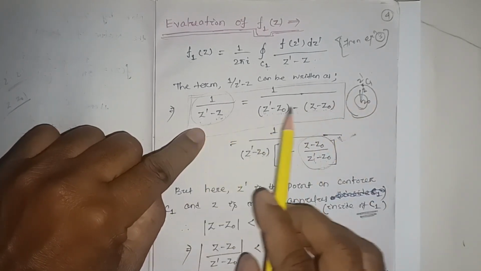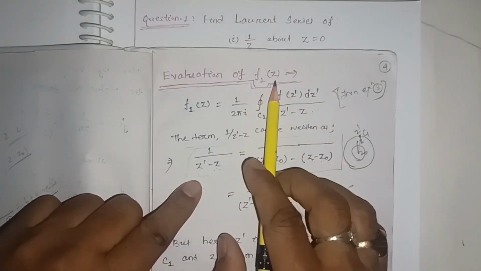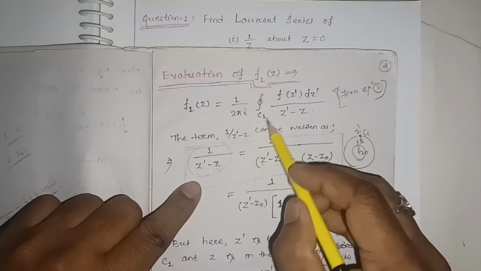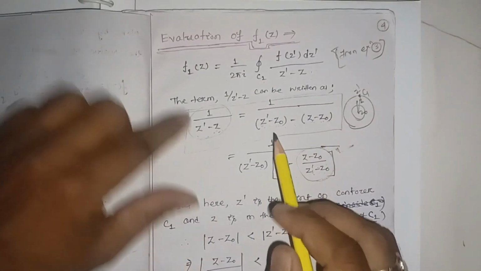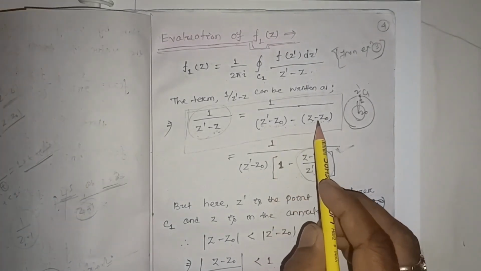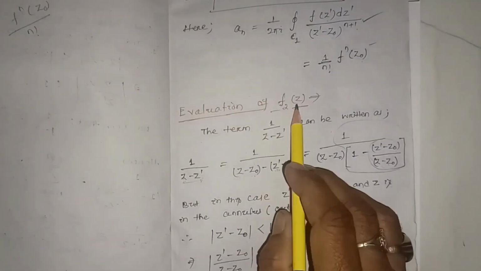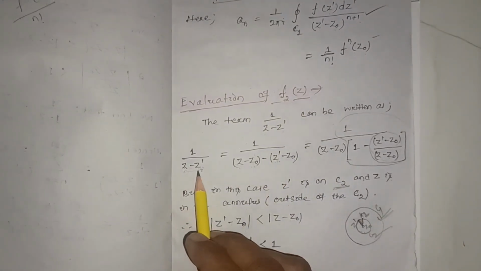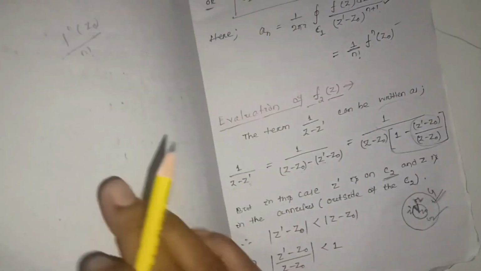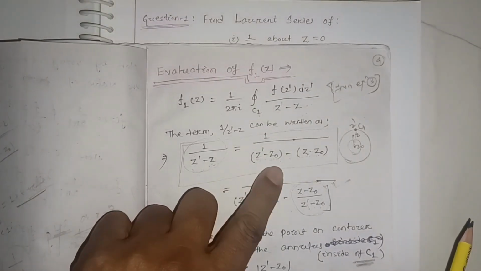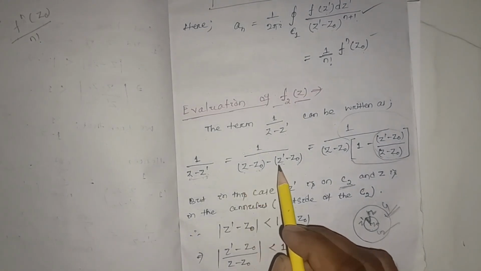To convert this for f1(z), carefully watch, this is most important. For f1(z), when we are dealing with circle C1, we consider (z' minus z0) minus (z minus z0). But when we are trying to find f2(z), z minus z' is converted to (z minus z0) minus (z' minus z0). So in this case it is (z' minus z0) minus (z minus z0), and here it will be (z minus z0) minus (z' minus z0).